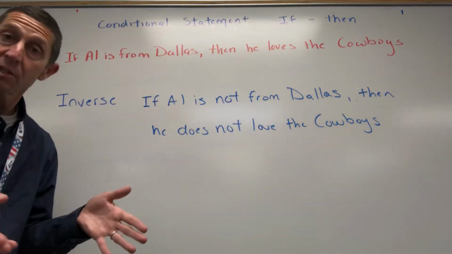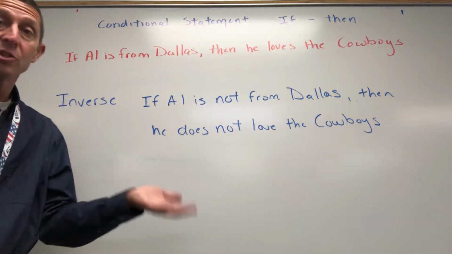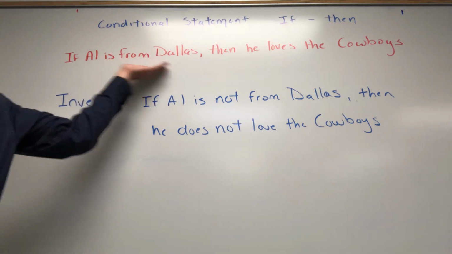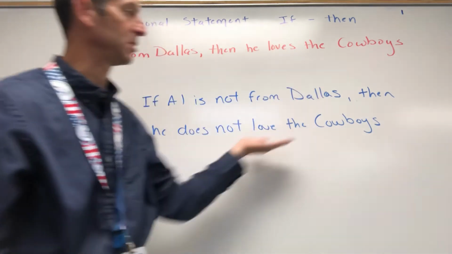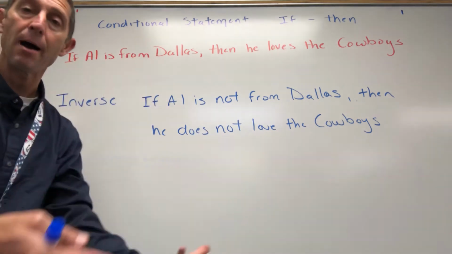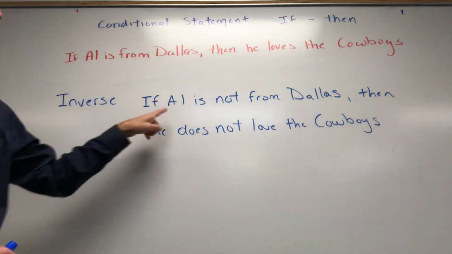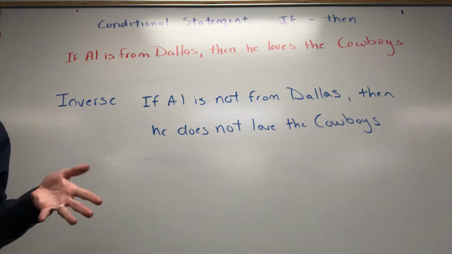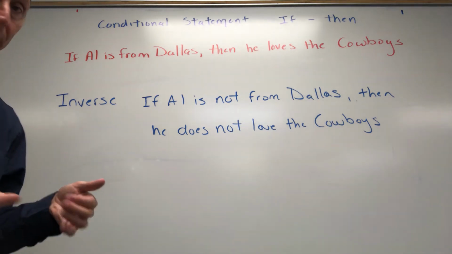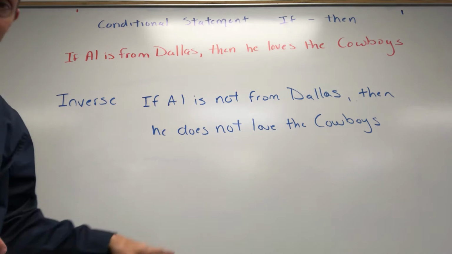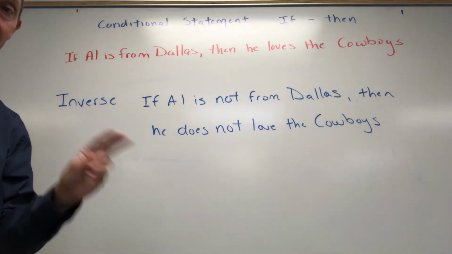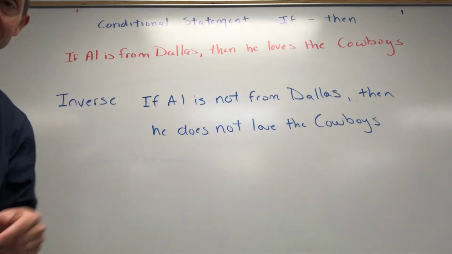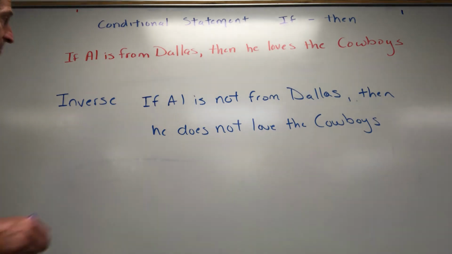So inverse keeps the order the same, but it just changes the meaning. So from Dallas is still first, loves the Cowboys is still second, but it brings in the opposite meaning for each part. So not from Dallas, does not love the Cowboys. So converse just changes the order, inverse changes the meaning. So that's the second of the 4 that you got to get down today. Converse, then inverse.